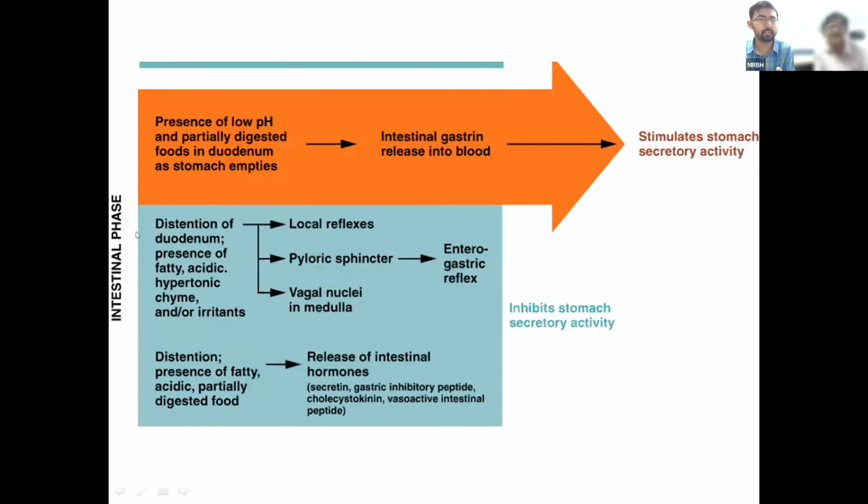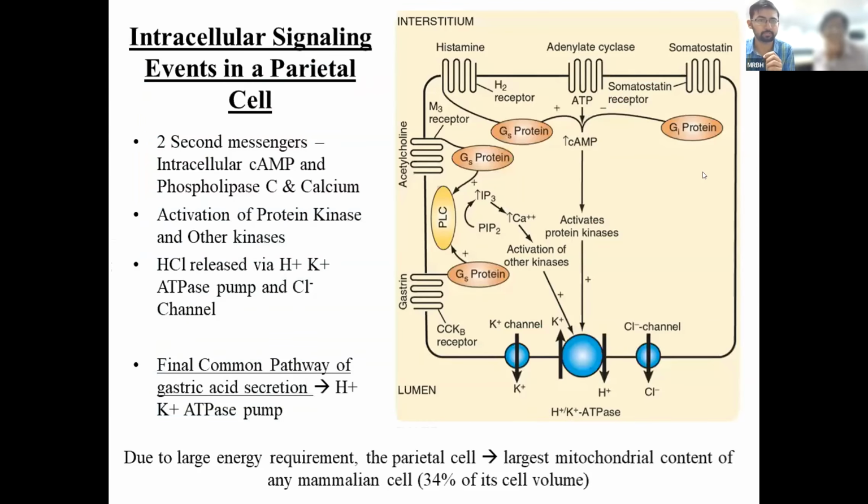Finally, we have the intestinal phase. The intestinal phase starts after the gastric emptying and continues as long as the digested food is there in the proximal small intestine. This releases 10% of the gastric acid secretion. It is the intestinal gastrin that is released into the blood, and it stimulates the stomach's secretory activity.